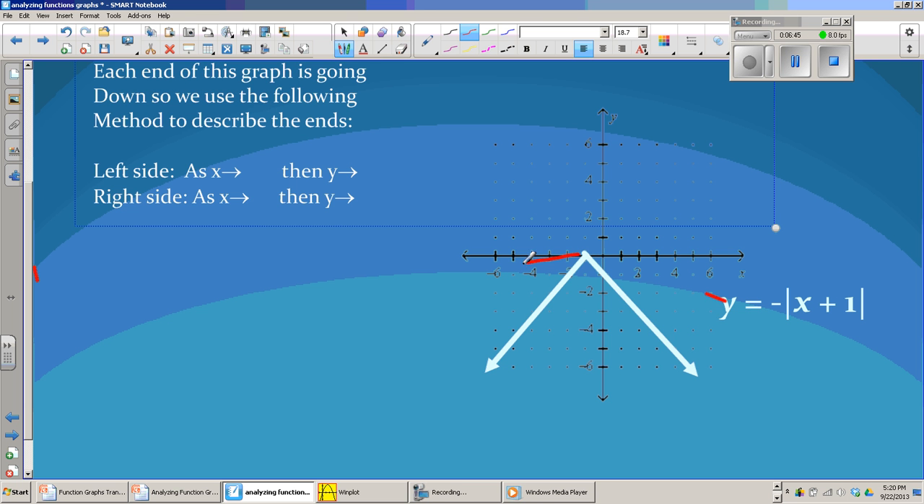As the x values go to -infinity, we can see from the x-axis that the y's are going down, and so we call that -infinity. Then on the right side, the x's are getting bigger, so they are going to positive infinity, while at the same time, the y's are still going down, and so that is -infinity for the y's.